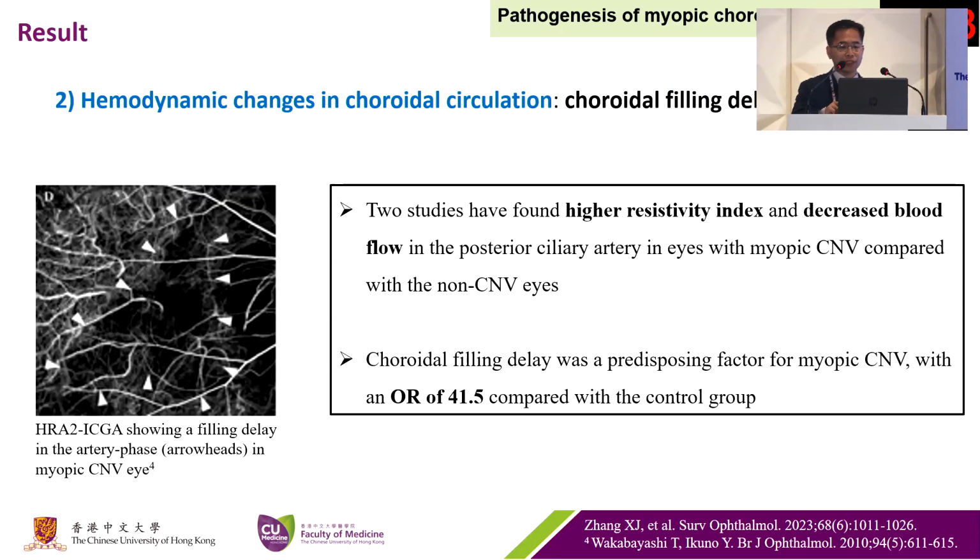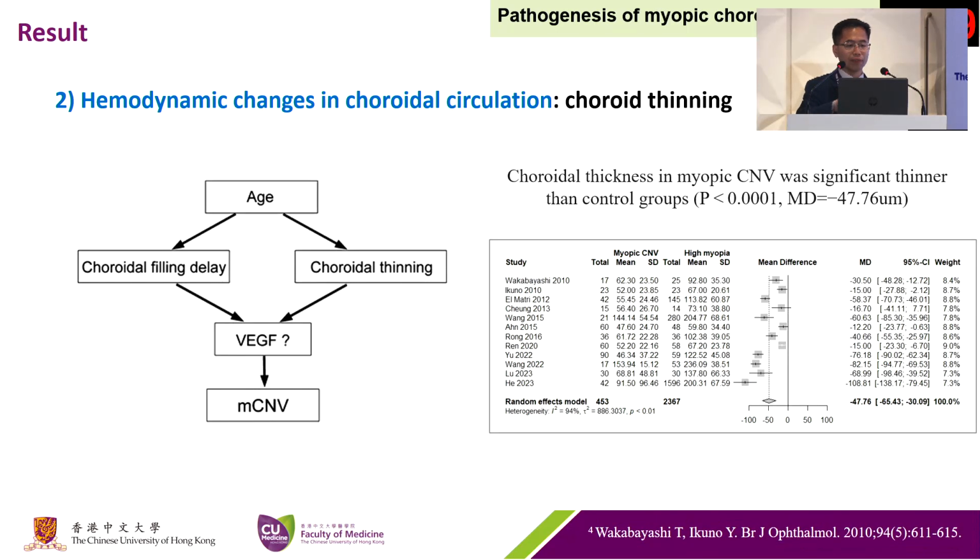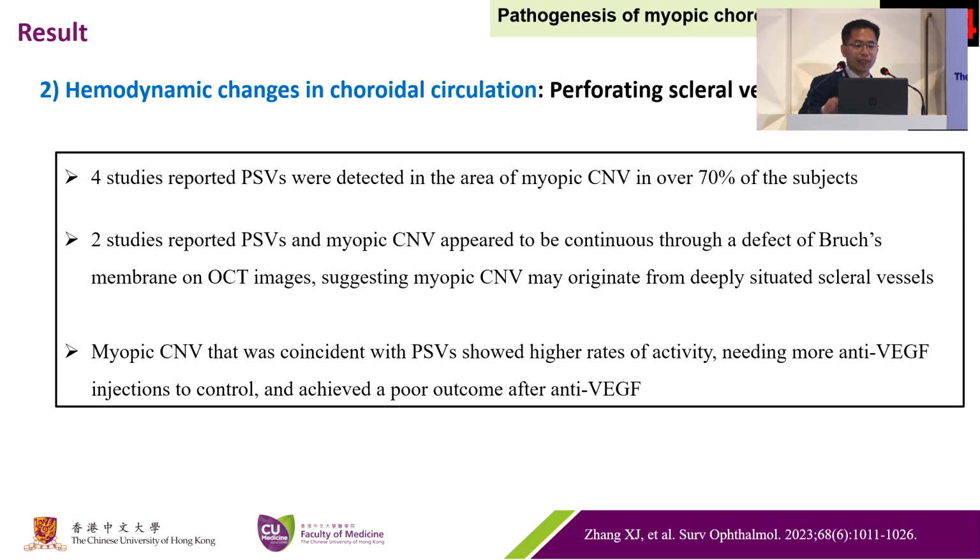For the hemodynamic changes, there are two factors that can contribute to the pathogenesis. One is the choroidal filling delay. Two studies have found a higher resistivity index and decreased blood flow in the posterior ciliary artery in eyes with myopic CNV compared to non-CNV eyes, and choroidal filling delay was a predisposing factor with an odds ratio of 42 compared to the control group. Another very important factor is choroidal thinning. The choroidal thickness in myopic CNV eyes is significantly thinner than the control group, with a mean difference of 50 microns thinner.